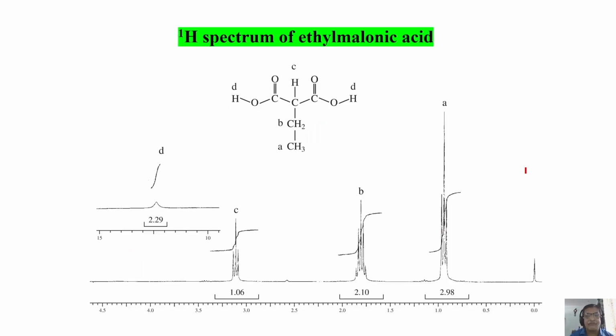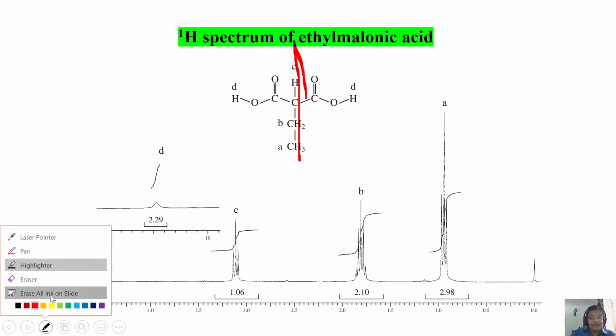Now, this is the next example. We'll take a few more examples to make you highly comfortable. This is the 1H spectrum of ethyl malonic acid. Right? Look at this structure. Very beautiful structure. Perfect symmetry is there along this axis. Now, let us start interpreting the spectrum.